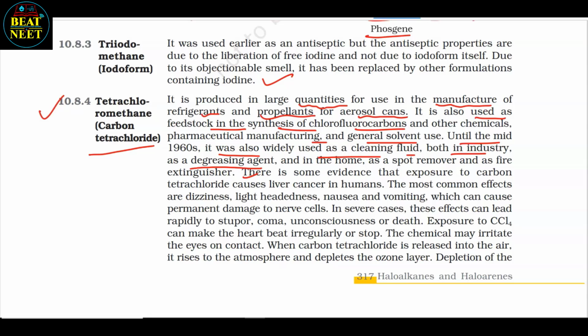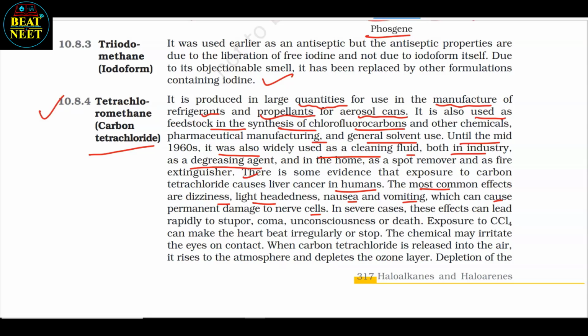There is some evidence that exposure to carbon tetrachloride causes liver cancer in humans. The most common effects are dizziness, lightheadedness, nausea, and vomiting, which can cause permanent damage to nerve cells. In severe cases, these effects can lead rapidly to stupor, coma, unconsciousness, or death. Exposure to CCl4 can make the heart beat irregularly or stop. The chemical may irritate the eyes on contact.